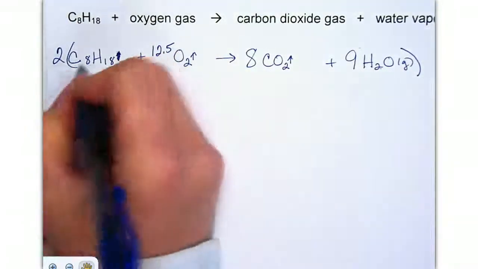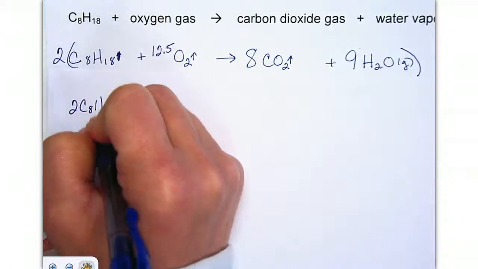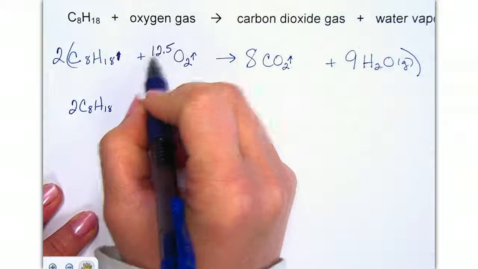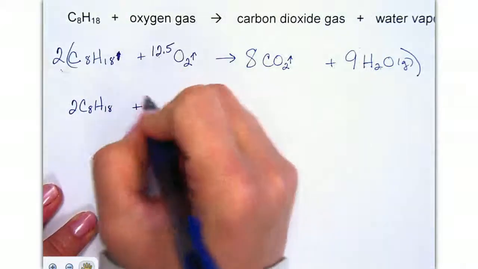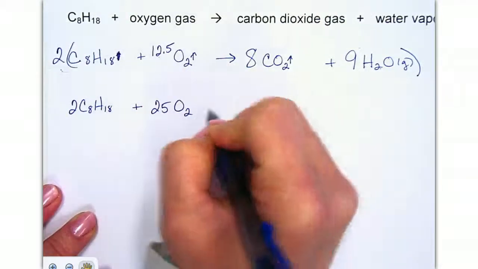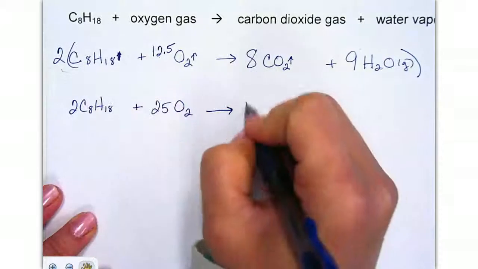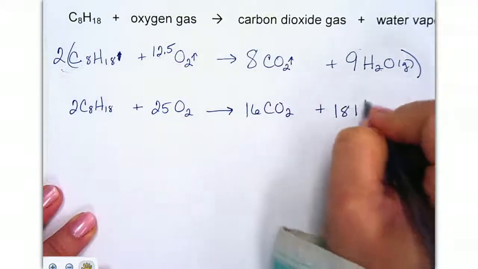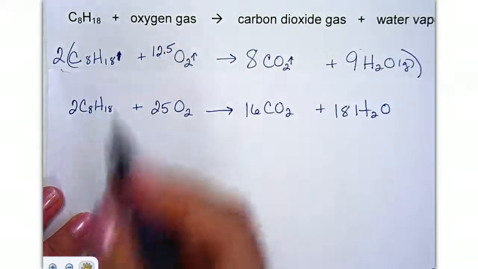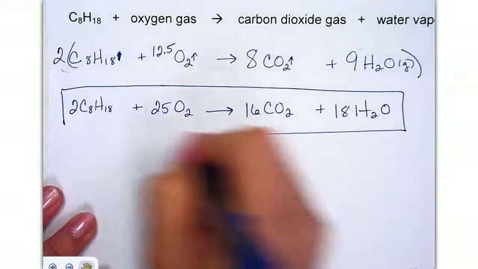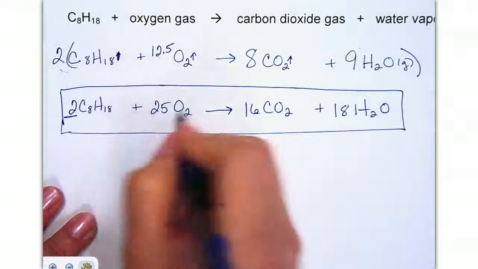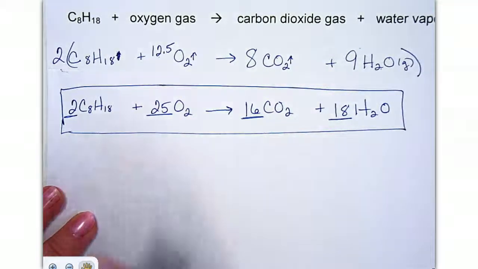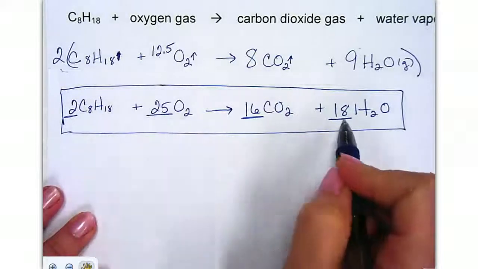And when I do this, I get 2 C8H18 plus 2 times 12.5 makes it 25 O2. 2 times 8 is 16 CO2 plus 2 times 9 is 18 H2O. And so this would be my final answer with a ratio of 2 to 25 to 16 to 18. That's my mole-to-mole ratio, 2 to 25 to 16 to 18.